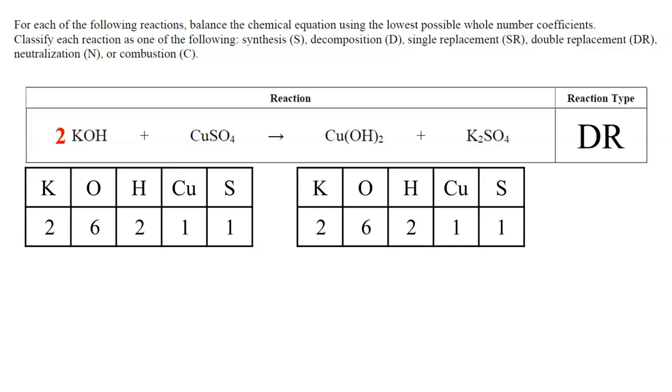There's 2 hydrogens because of that coefficient of 2 multiplying the chemical formula by 2. And there's still 1 copper and 1 sulfur. We'll take a look. Now I have the exact same number of each type of atom on both the left and the right. 2 potassiums, 6 oxygens, 2 hydrogens, 1 copper, 1 sulfur. So with a single coefficient of 2 in front of the KOH formula on the left, that's it. The equation is balanced, and the coefficients from left to right are 2, 1, 1, and 1.